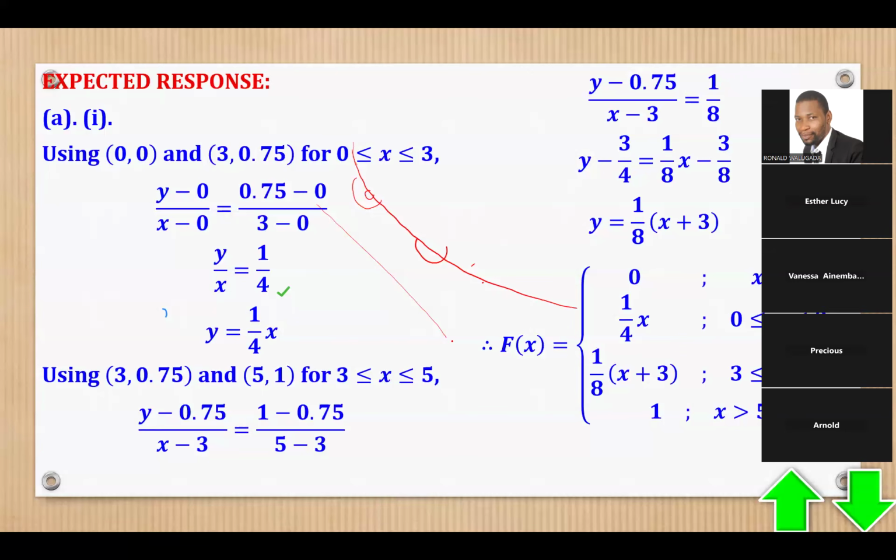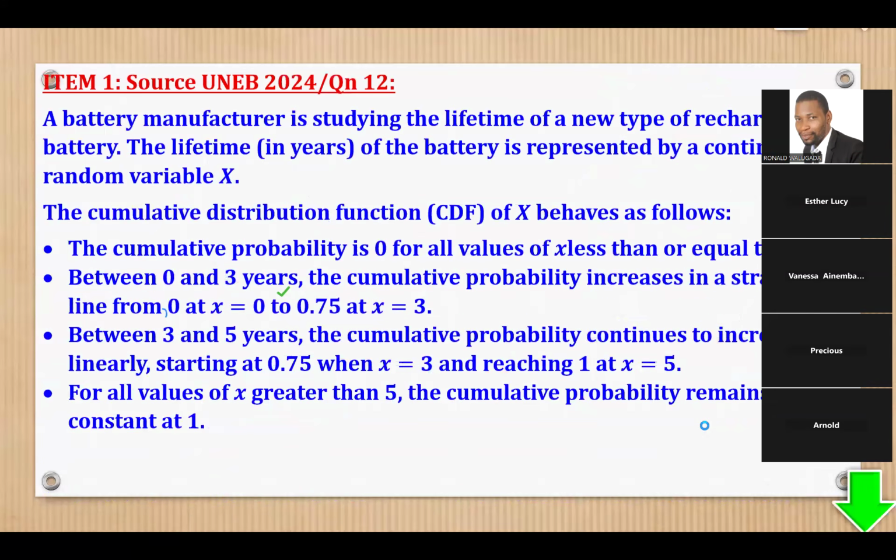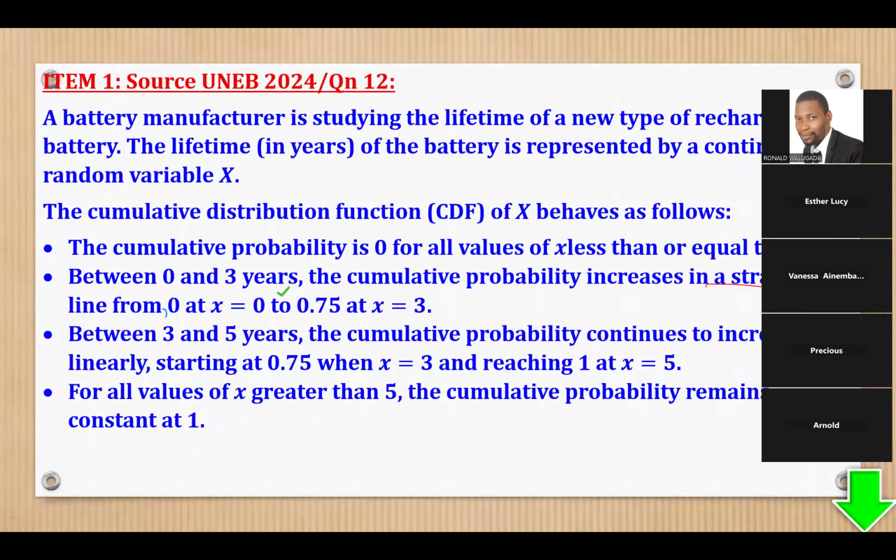I don't know if I've answered you, but even the scenario can tell you. The scenario uses the words straight line, meaning that we have to get the equation of that line in this interval. Even here it tells you something linearly. So you have to get the equation of the straight line in that interval. Does that make sense? Yes, teacher. Okay, so anything continuous is either a line or a curve.